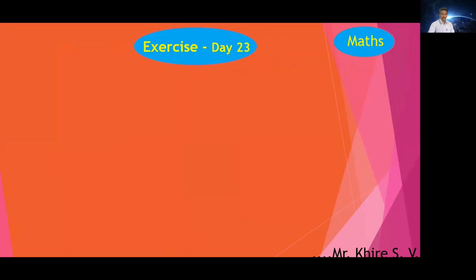Next is our exercise or homework for day 23. Homework for day 23 is: expand (2m minus 5) whole cube. We have to use here the formula (a minus b) whole cube. By using this formula or identity, you can solve this example. Got it?